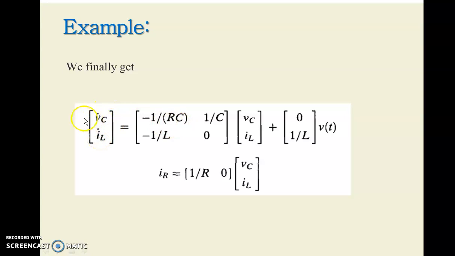So we can see the state vector, state equation vector, this is the system matrix, this is the state vector, this is our control matrix, this is our input vector, this is our output vector, this is our output matrix, and this again we have seen over here, it is our state vector.